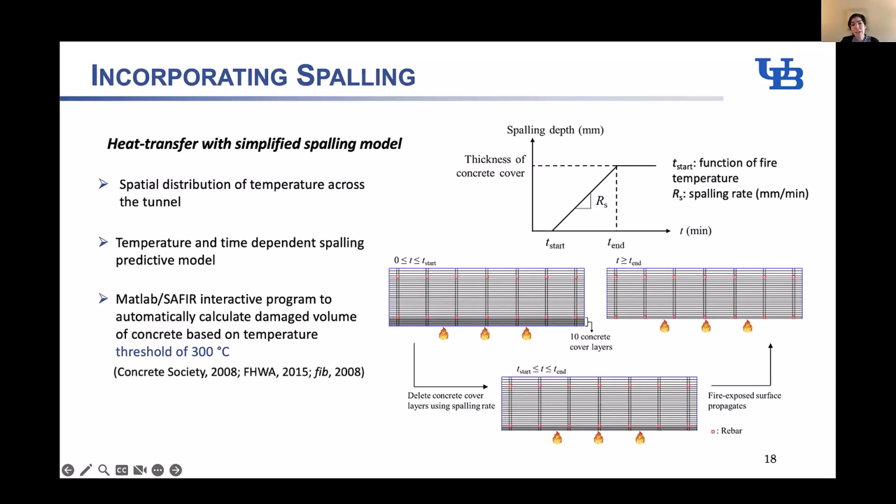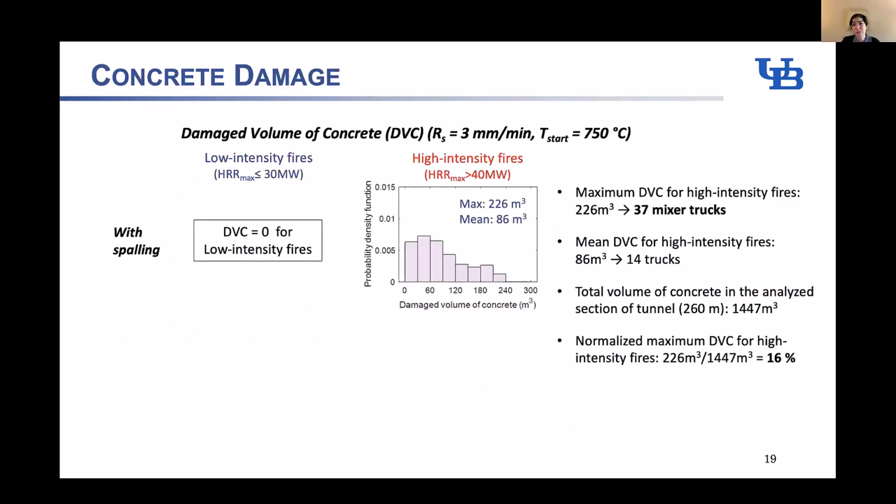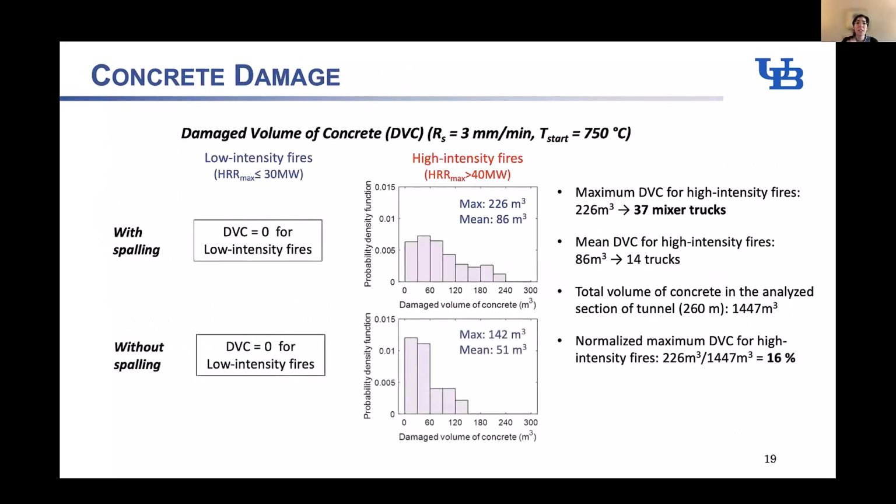It makes a difference. In the literature, if the temperature exceeds a threshold of 300 degrees Celsius, it means the concrete needs repair or replacement. Just based on heat transfer, not even going into structural analysis, without spalling, we ran 540 cases of fire scenarios in a tunnel. This was part of a parametric study synthesis, 540 cases. This is a distribution of the type of damage we get. And just as a comparison, the maximum level of damage of all these scenarios with spalling is 226 cubic meters of concrete that needs to be replaced, whereas 142.